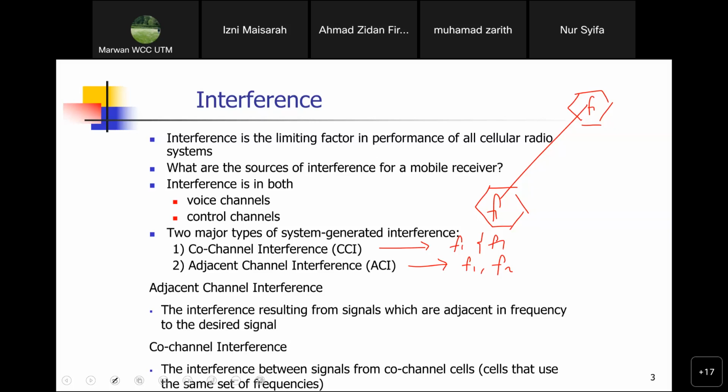Okay, so that is the definition. Adjacent channel interference results from signals which are adjacent in frequency, F1, F2. Co-channel is between co-channel cells. You're using the same set of frequency, F1, F1. Okay, clear? Anything you guys want to add?